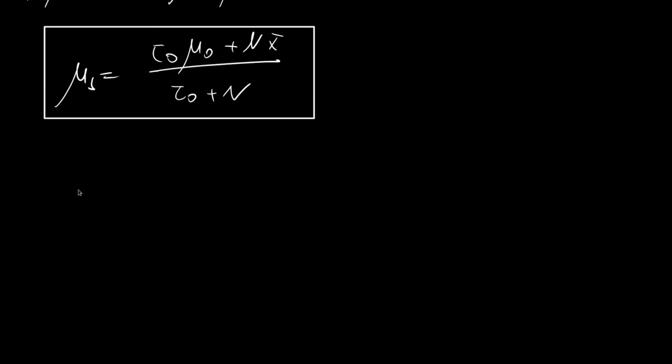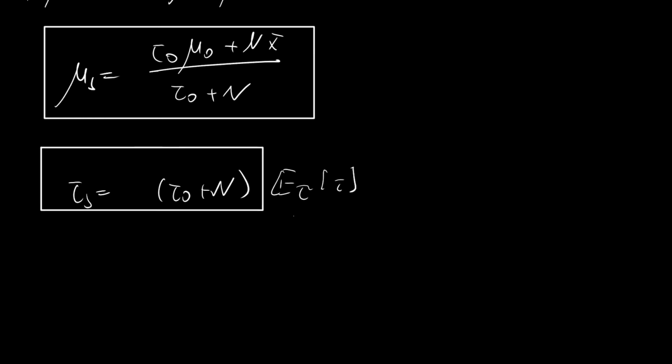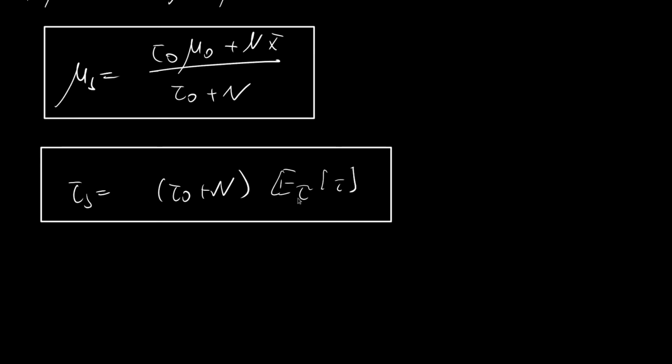And then for the tau s, we get that it is tau 0 plus n in brackets, times the expectation over tau applied to tau. And then this is our second finding. And of course, there is still the open question, what is this here? But we will figure it out shortly. So be patient. Because once we found a distribution over tau, we can then evaluate this quantity if we know the functional form of tau.